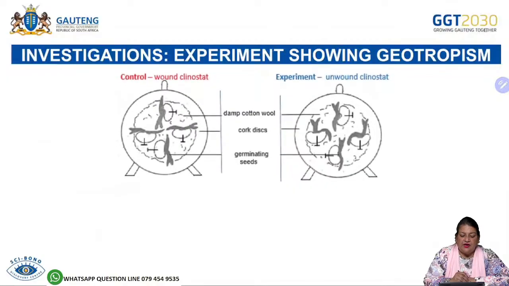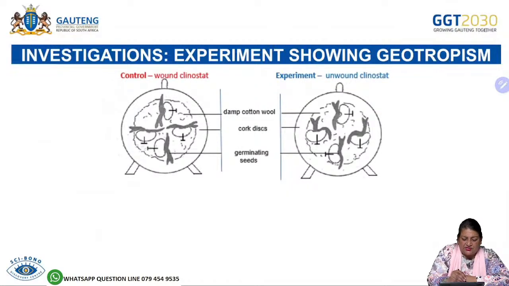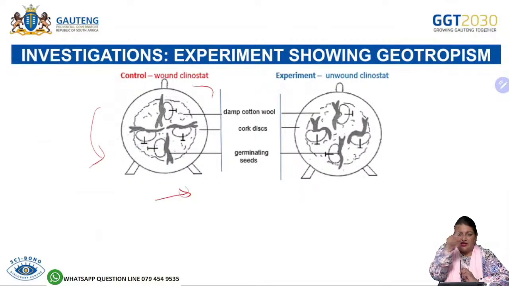Now here is an experiment showing you geotropism. They took little seedlings, germinated them, and put them onto this clinostat. This clinostat now is rotating. And they pinned little germinating seedlings. If you are rotating, you are eliminating gravity. Gravity can't pull you down because you are moving like this. So gravity is unable to pull the auxins only to the lower side.